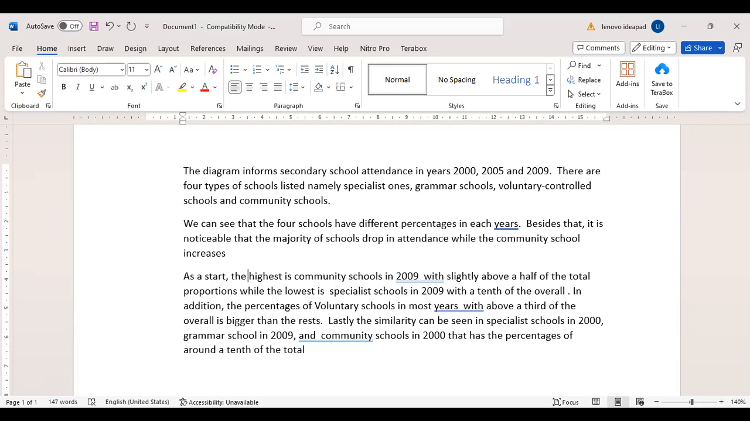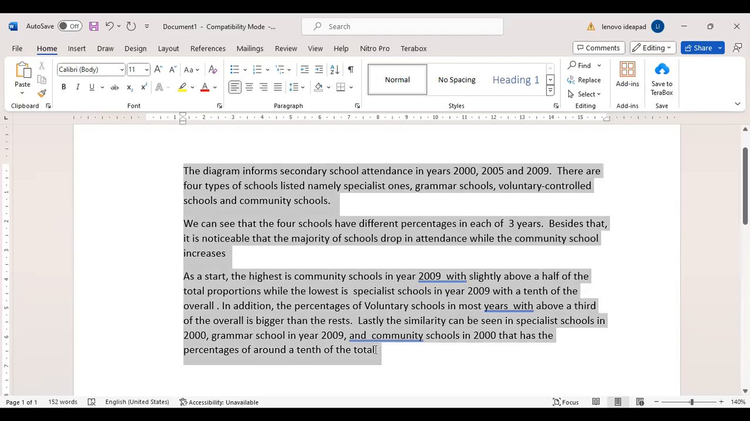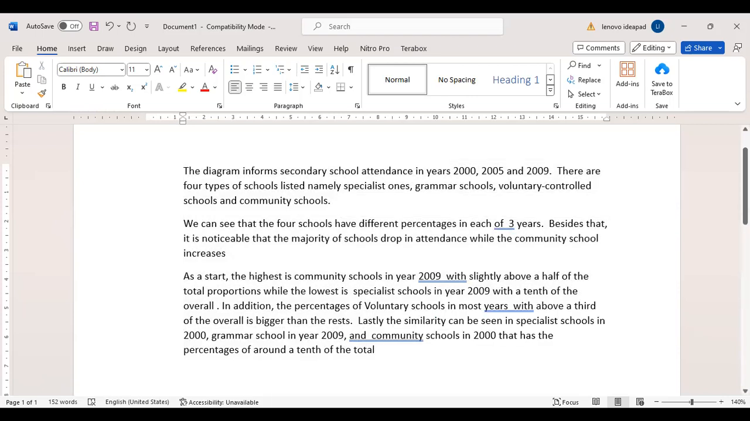Then another strategy you could use is year. Year and in each of 3 years. Then we have it. 152 words.